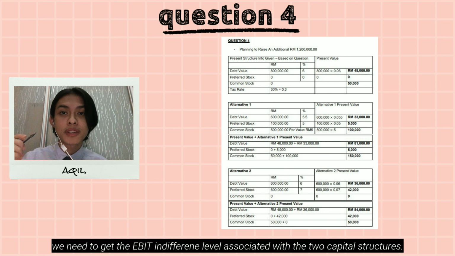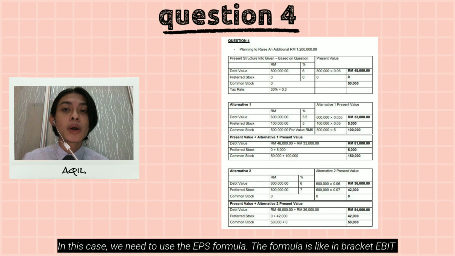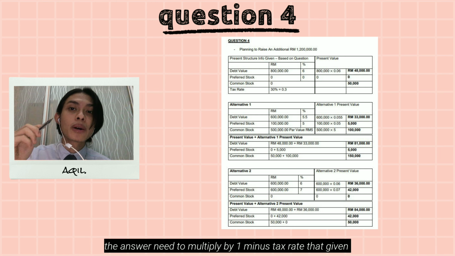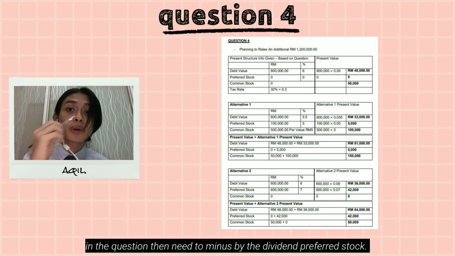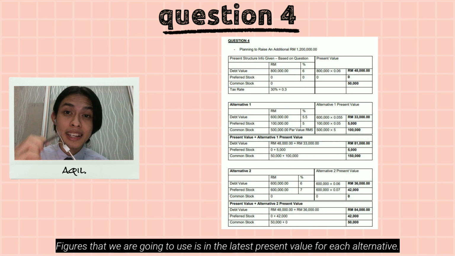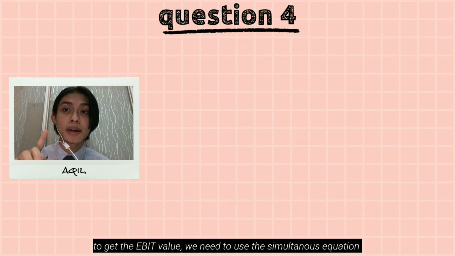Then we can finally answer the first question, which is to get the EBIT in the indifference level associated with the two capital structures. In this case, we need to use the EPS formula. The formula is, in brackets, EBIT minus the interest, which is the debt value in the latest present value for each alternative. The answer is multiplied by 1 minus the tax rate given in the question, then minus the preferred stock dividend. The answer must be divided by the common stock. The figures we use are the latest present value for each alternative.